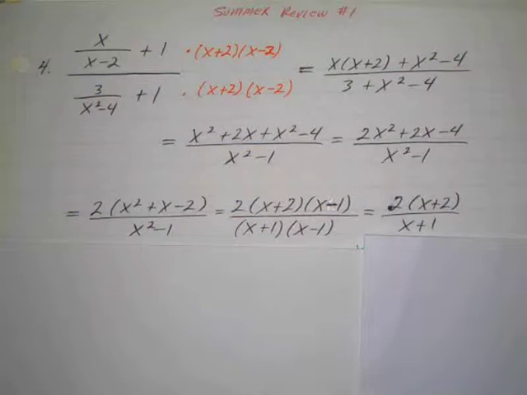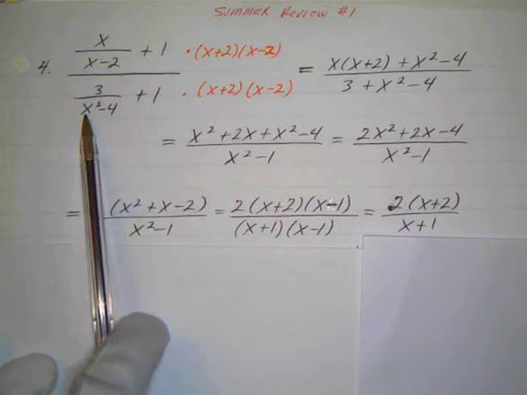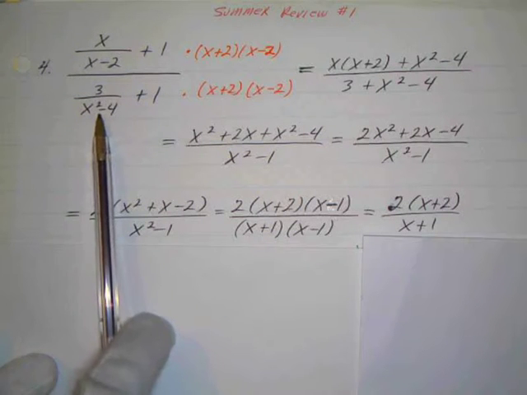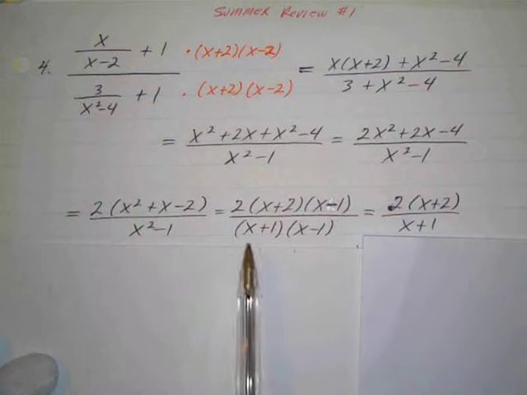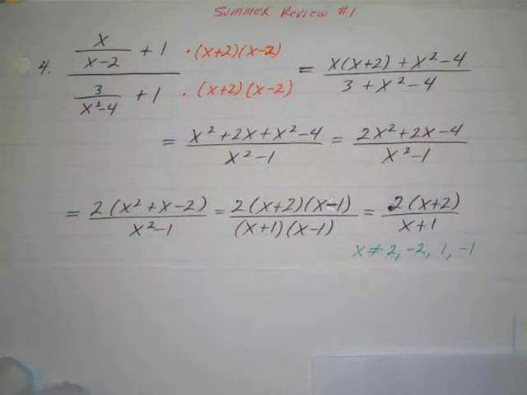And remember, we have to put restrictions on our domain. So we can't have a positive 2 or a negative 2, because that makes the denominator 0. And we can't have a positive 1 or a negative 1, because a positive 1 or a negative 1 will make those 0. So those are all the restrictions on my domain: 2, negative 2, 1, negative 1. Okay? So that's step by step. You probably wouldn't do as many steps, but I like to show everything just in case. All right? Okay, number 5.